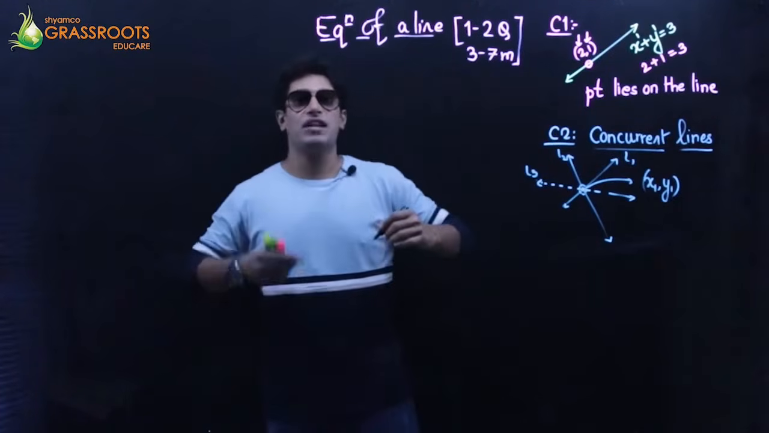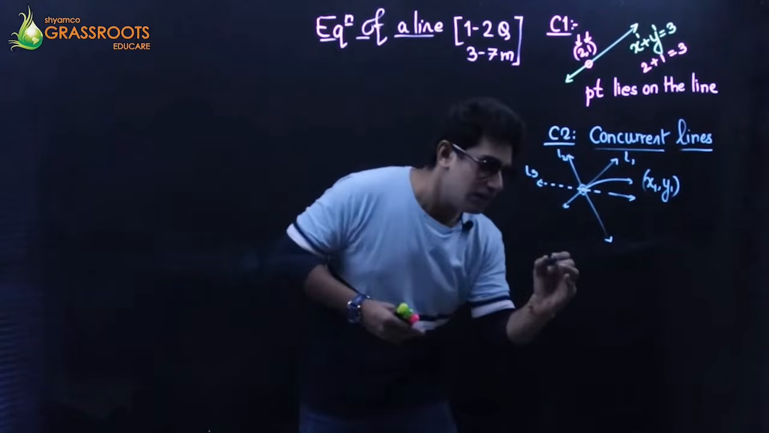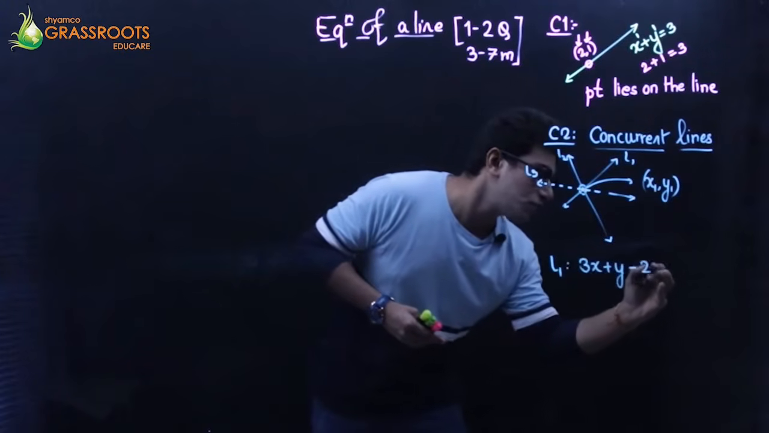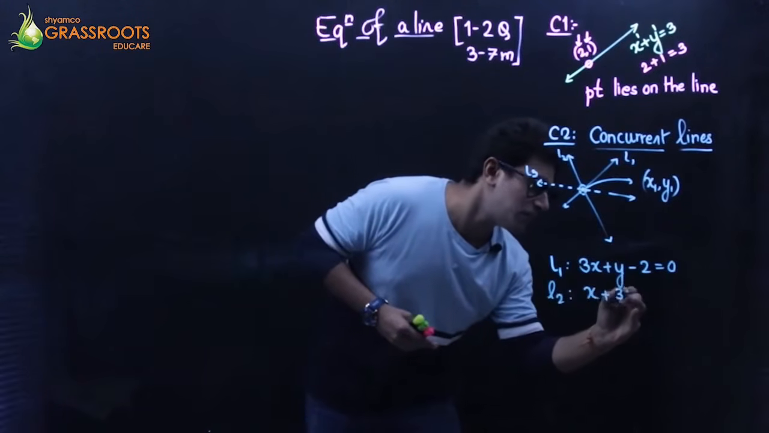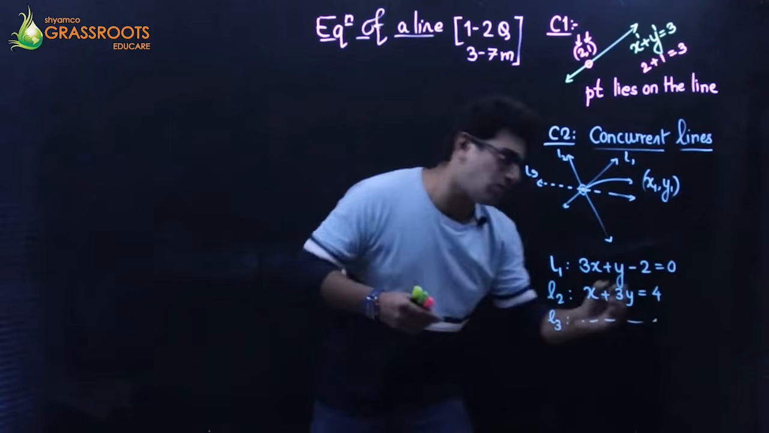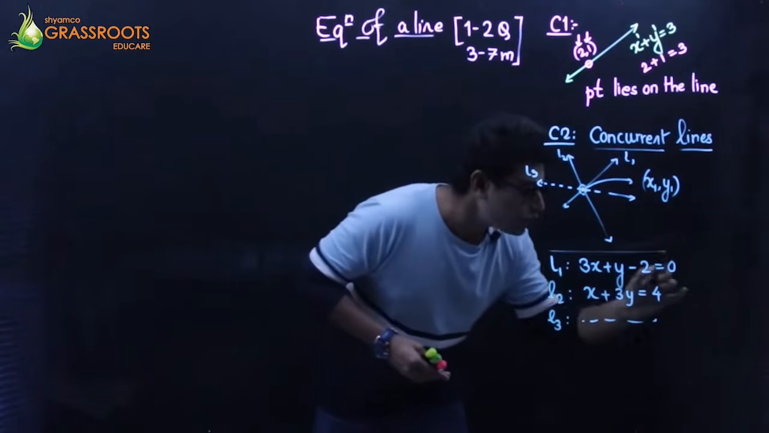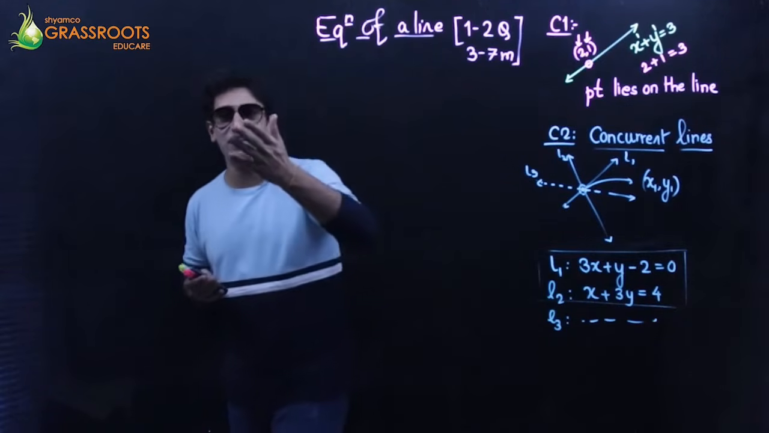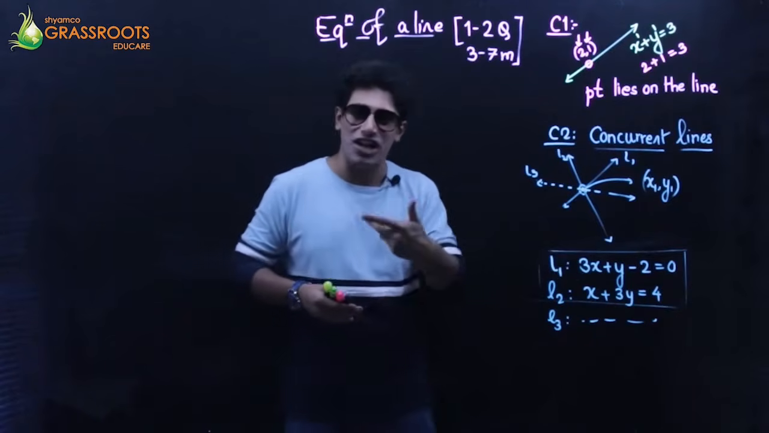How do we solve them? Listen, you take 3 equations. Let's say line L1 is 3x plus y minus 2 is equal to 0. Line L2 has the equation x plus 3y is equal to 4. And line L3 has another equation. What you do is solve these 2 lines simultaneously. I hope you know how to solve simultaneously. You have studied simultaneous equations in 8th and 9th standard. I also teach, I know it.